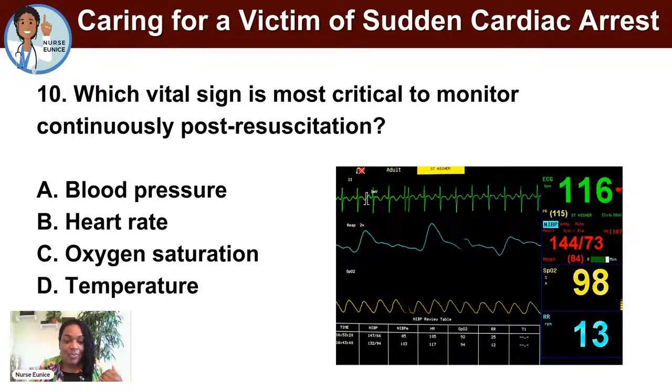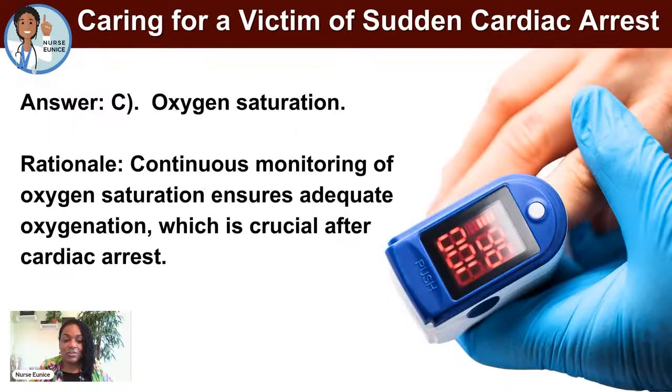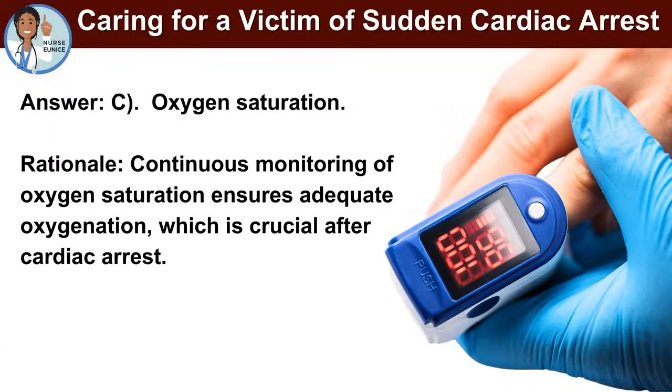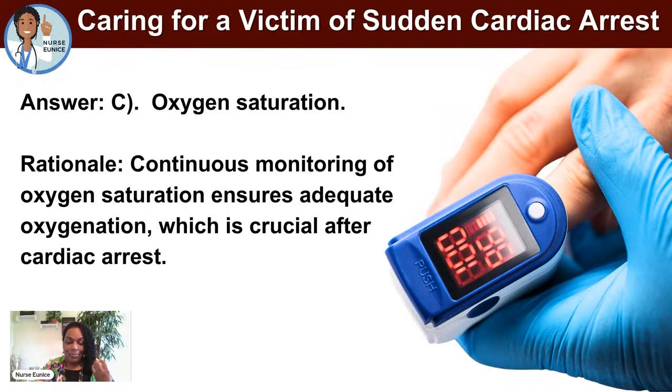So, your job right now, yes, we're monitoring all the vital signs, but usually an early indication of something going wrong with that patient is going to be that oxygen saturation. So, continuous monitoring of oxygen saturation ensures adequate oxygenation, which is crucial after cardiac arrest. Remember, the heart's not pumping properly. The heart pumps blood. Oxygen is carried in the blood. So when they have a heart problem, they can also start having changes in their saturations too.